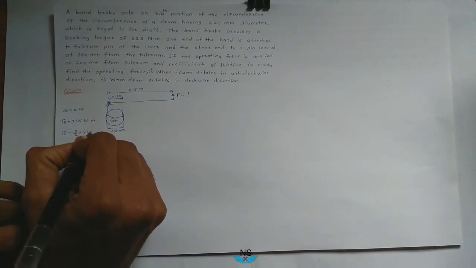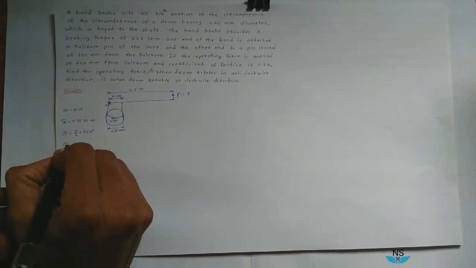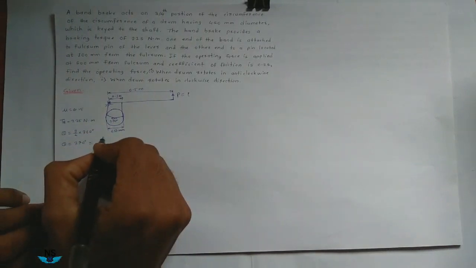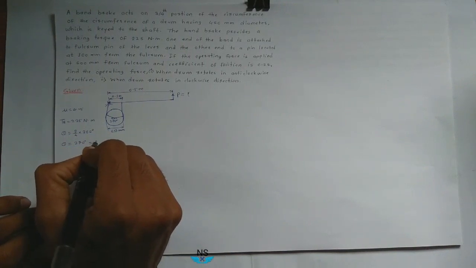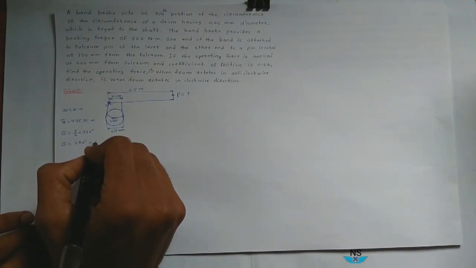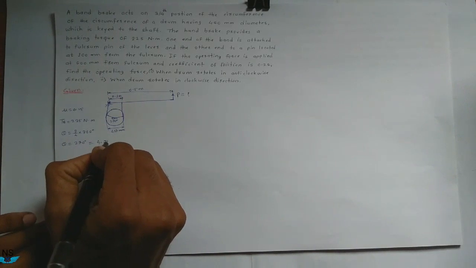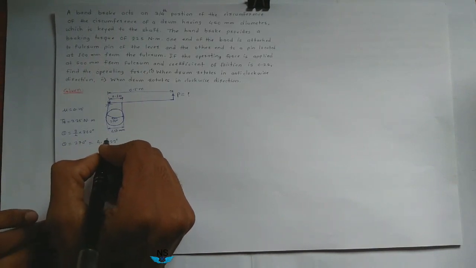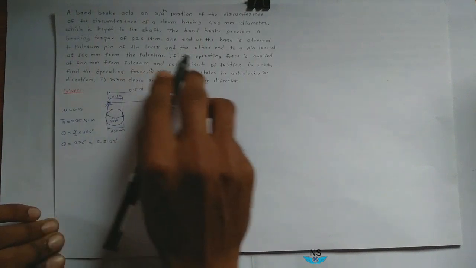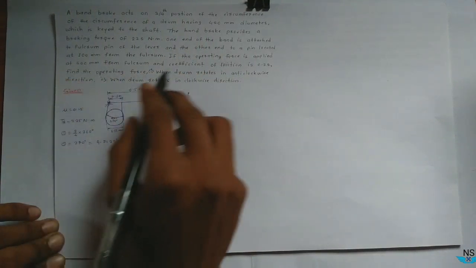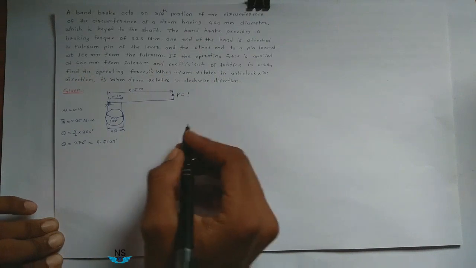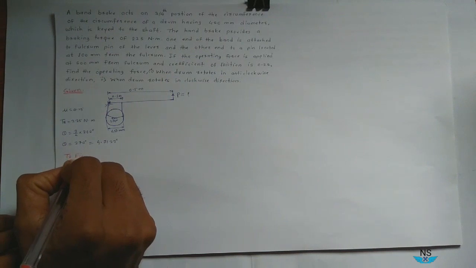Now theta is 3/4 of circumference, meaning 3/4 of 360, so it becomes 270 degree. In radian, 270 into pi by 180 becomes 4.7123 radian. So this much is given. Now we are going to find the value of P, that is the effort required.